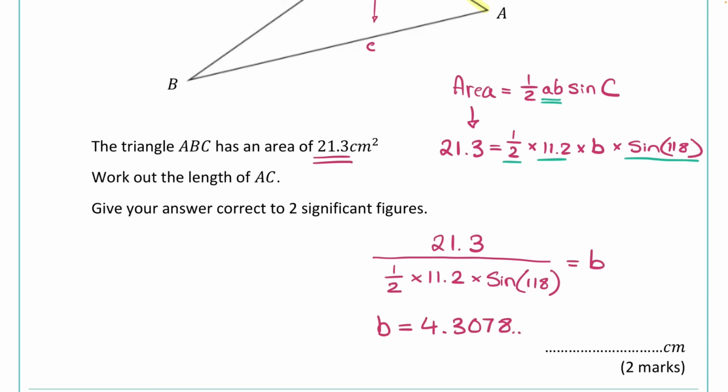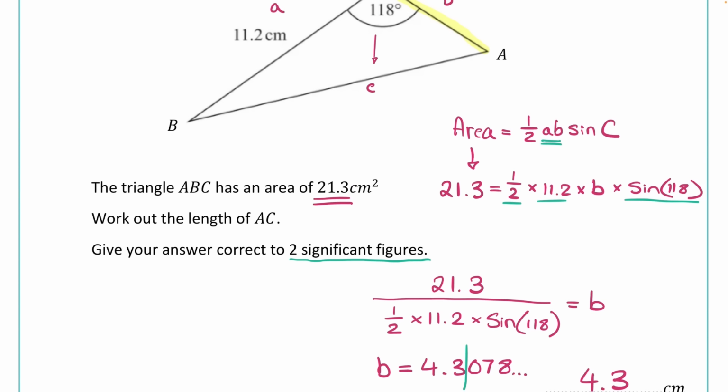4.3078. There are a few more decimals, but this particular question did only want it to two significant figures, and that comes out as 4.3 for me, as it's a 0 after the 3 there. So my answer is 4.3 to two significant figures, and there is the missing side length.